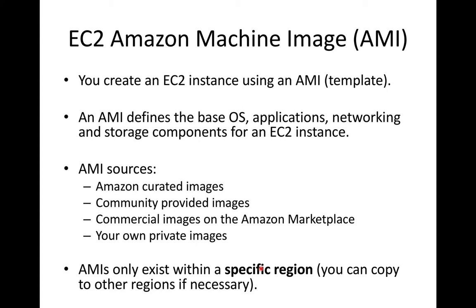When you deploy a new EC2 instance and you select an AMI, that AMI has to exist within the same region that you're deploying the instance into. You can copy an AMI from one region to another if you want to share the AMI across multiple regions. But just remember that if you're trying to spin up an instance in US West 1 and the AMI exists in US East 1, you won't be able to use that AMI because it lives within a different region.